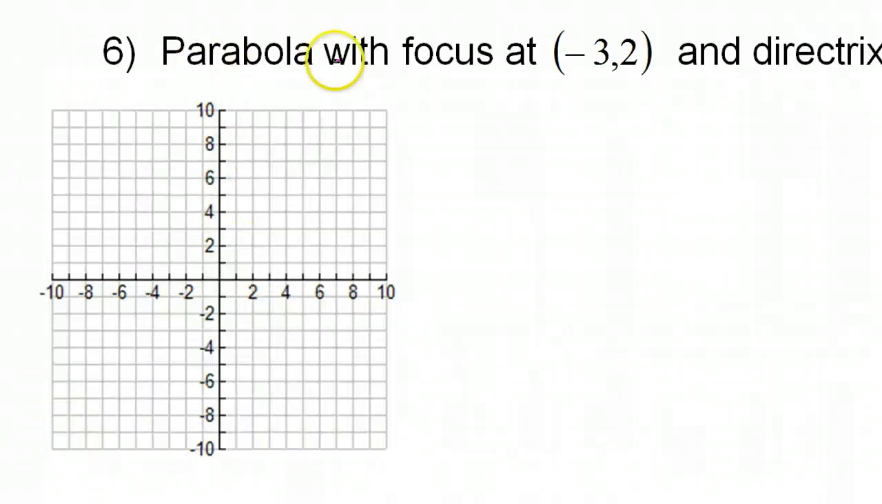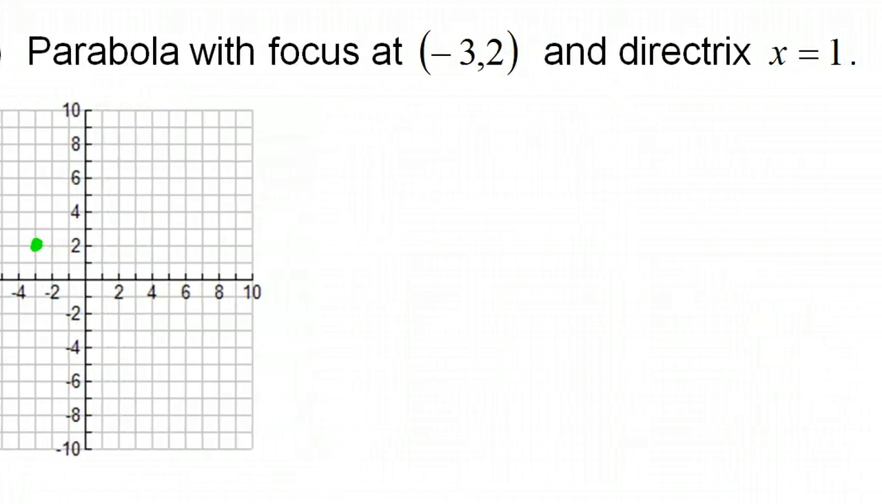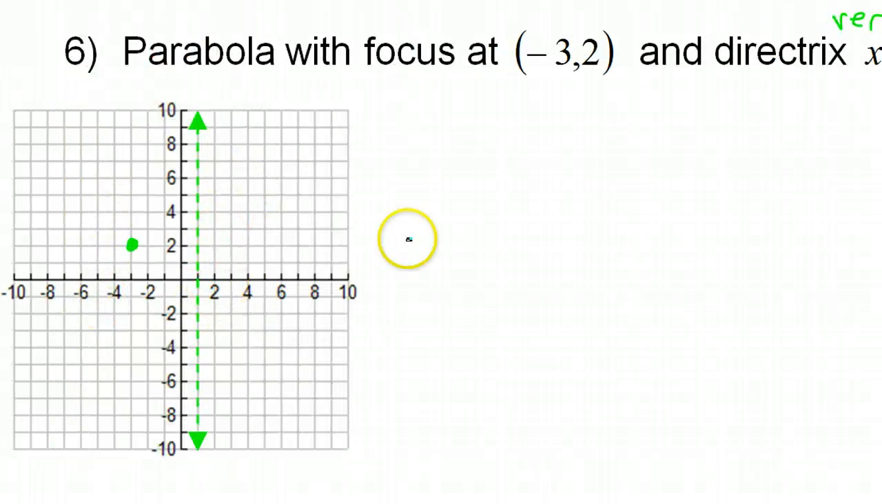We're told it's a parabola with a focus at -3, 2. Okay, so -3, 2 is right there. So here's the focus. And we have a directrix at x equals 1. Now, that's a vertical line. So I'm going to put a vertical line at 1. Okay, so here's what we have so far.